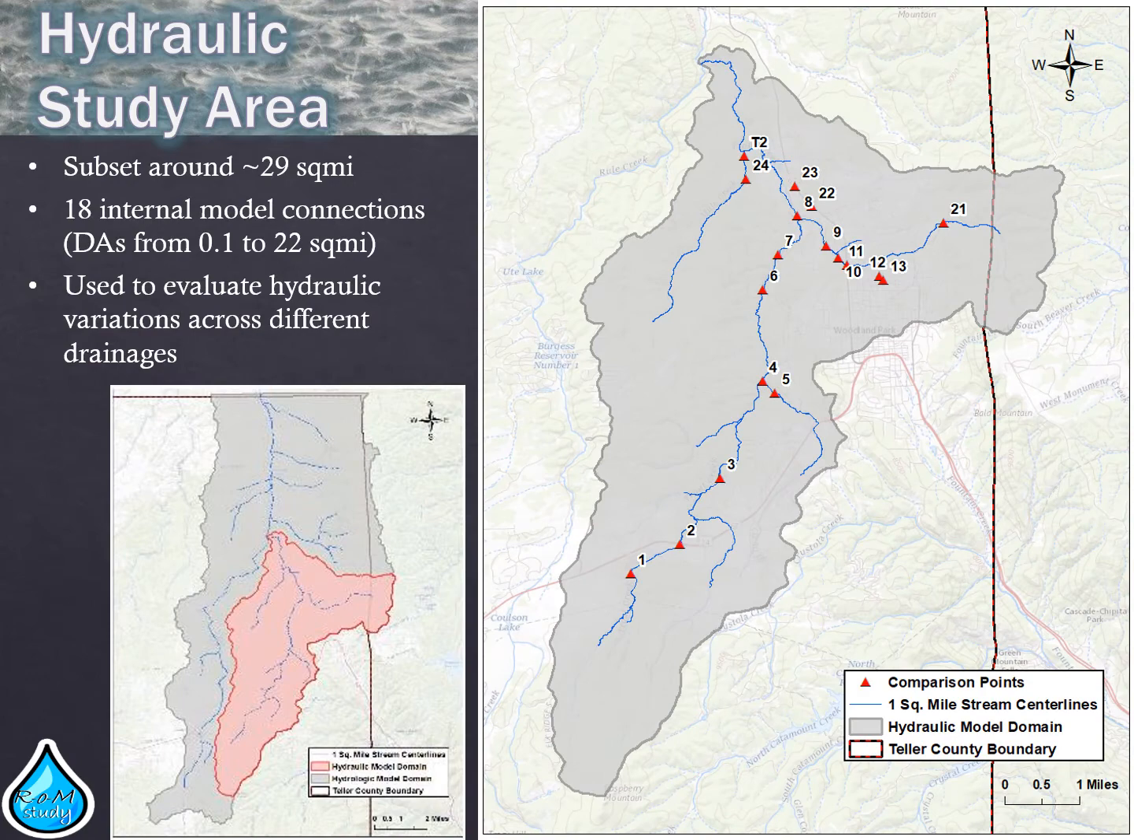As for the hydraulic variations, a subset of that model is used. So again, here's the larger model that we just saw with the 47 connections. This red area here is a smaller portion of the model that we're using for the hydraulics, about 29 square miles compared to the 85 square miles. And we've got 18 connections in here that we're using for drainage areas anywhere from 0.1 to 22 square miles down here. And this is what we use to change different components in the mesh, etc., which you'll see on subsequent slides to evaluate the hydraulics.